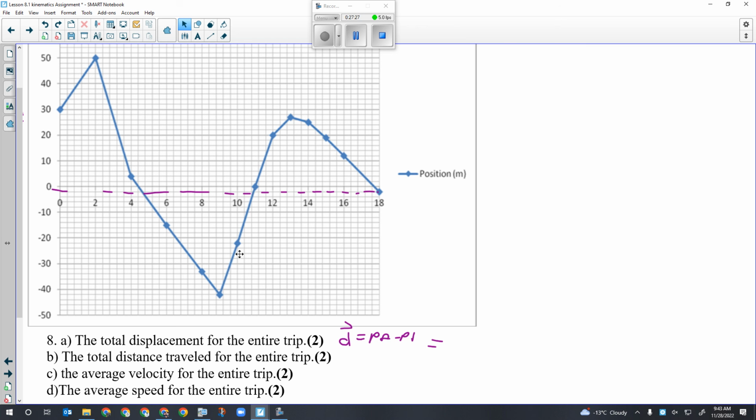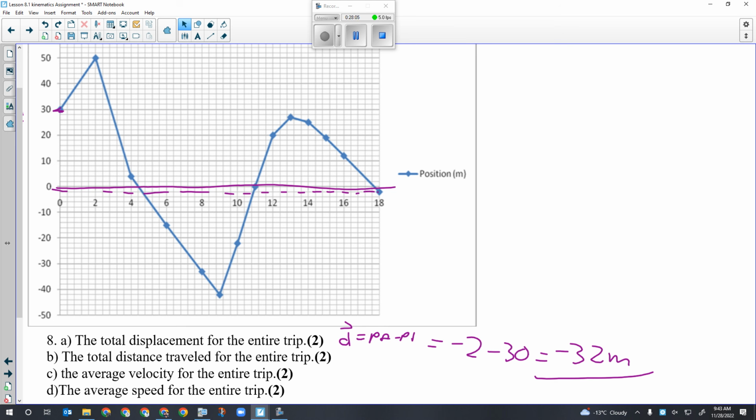There we go. So we're looking at negative 2 as my final position there, because that would be the x-axis. I'm just going to draw that on because it's very misleading. So we've got a final position here of negative 2, and my initial position is positive 30. So negative 2 minus 30 would say that I went negative 32 meters in total. Everybody all right with that?